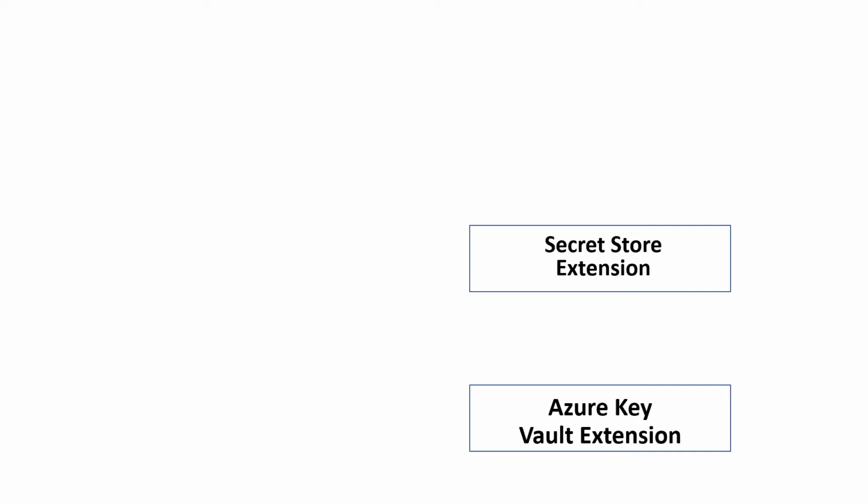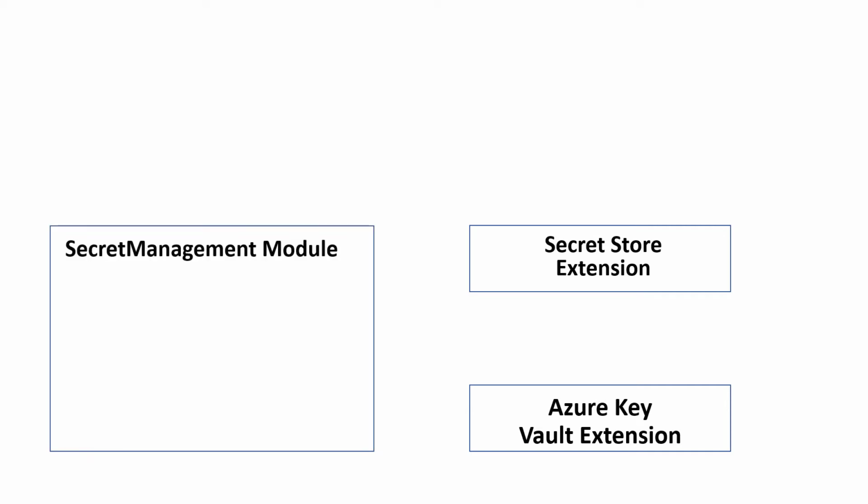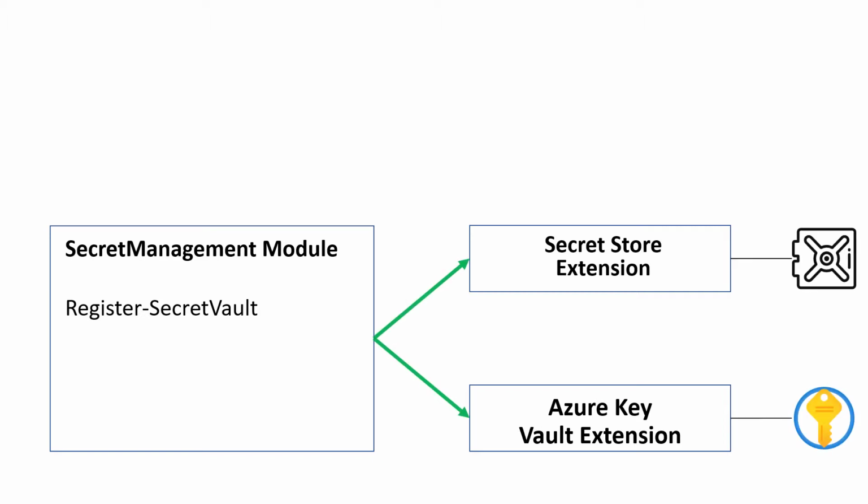Once those are there, we'll also install the secret management module, which has a commandlet called Register-SecretVault. We use that commandlet within the secret management module to register those vaults with secret management. Then the Vault extension modules go and connect to the backend services. For the Secret Store on top, that will just be using a local vault on my file system.